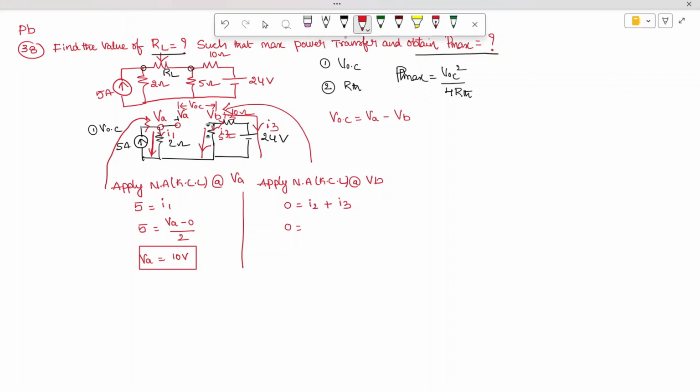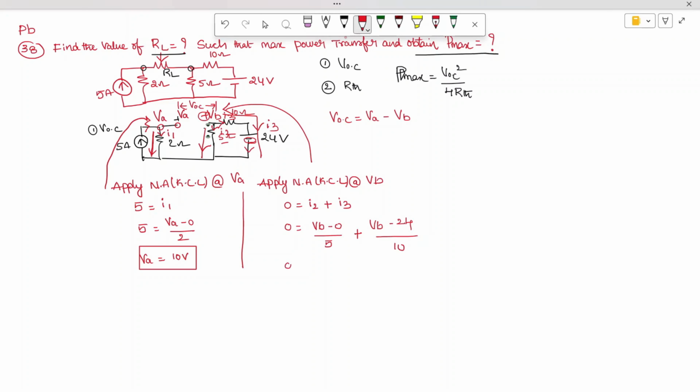So 0 is equal to, how to write I2? This current I2 flows in this direction, so what is the higher potential? Plus VB minus 0 divided by R. R value is 5. Plus the current flowing in this branch: VB, the leaving polarity of the voltage VB, and the current is traveling like this. What is the polarity here? Minus. VB minus 24 divided by 10. Then we are going to get this value.